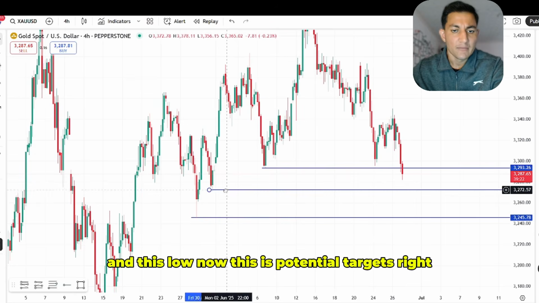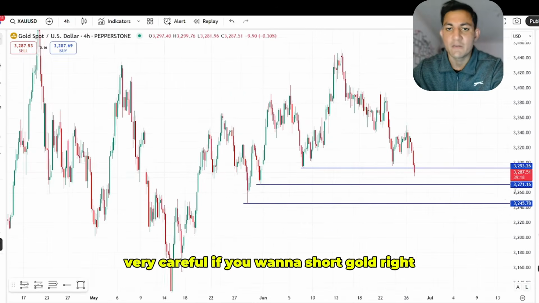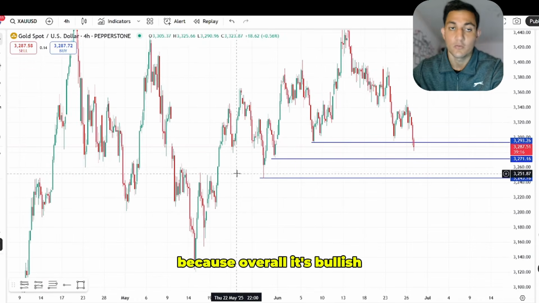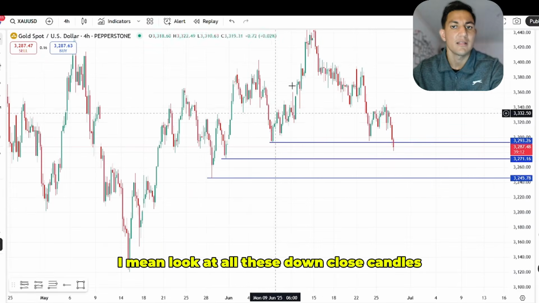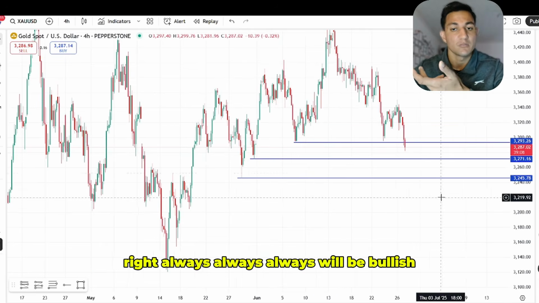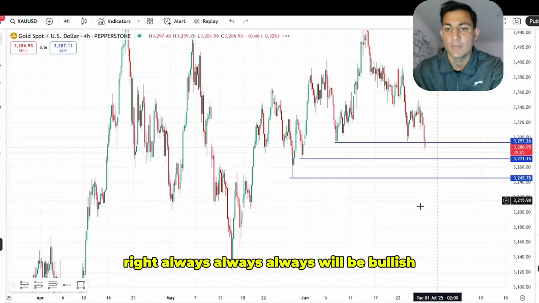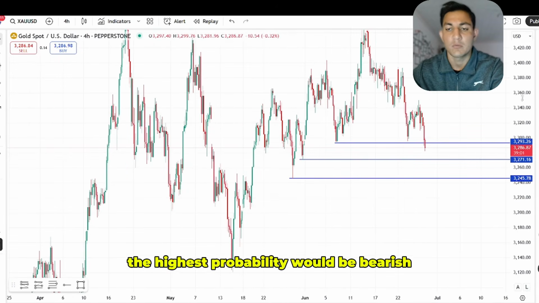These are potential targets. Now, you have to be very, very careful if you want to short gold, because overall, it's bullish. Can you short gold? Of course you can. I mean, look at all these down close candles. There are opportunities there, but the highest probability is always going to be bullish in this case. Obviously, if the analysis was bearish, the highest probability would be bearish.